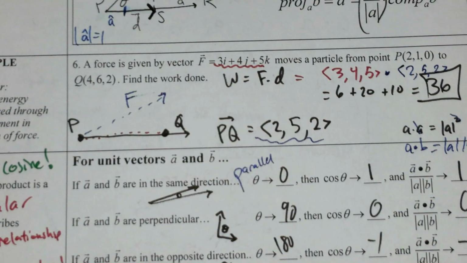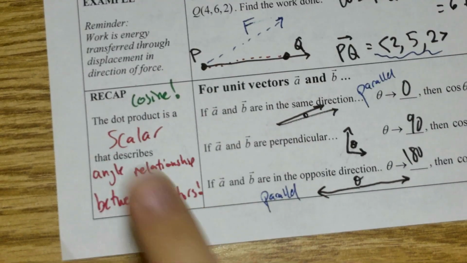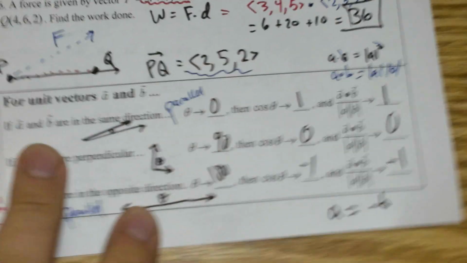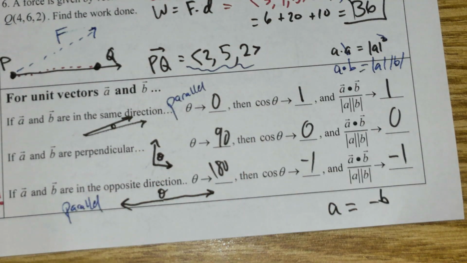Whew. Dot product will be with you all year. It is a cosine relationship. A dot product results in a scalar, and it describes an angle relationship between the two vectors, where it is really happy and maximized when those two are headed in the same direction.